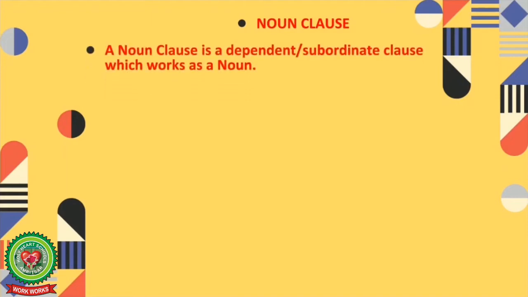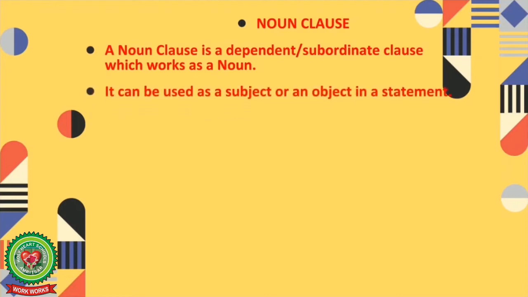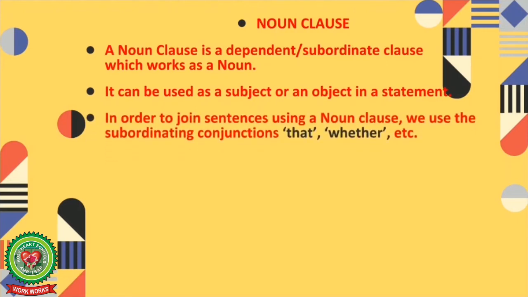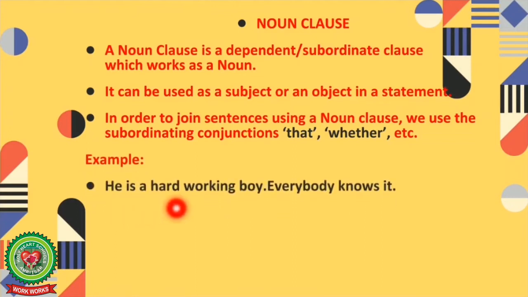Children, noun clause is a subordinate or dependent clause which works as a noun. It can be the subject or an object in a statement. In order to join sentences using a noun clause, we use the subordinating conjunctions that, whether, etc. To understand this, let us have an example. He is a hardworking boy. Everybody knows it. Children, in order to join sentences using a noun clause, translate the sentences into Hindi.